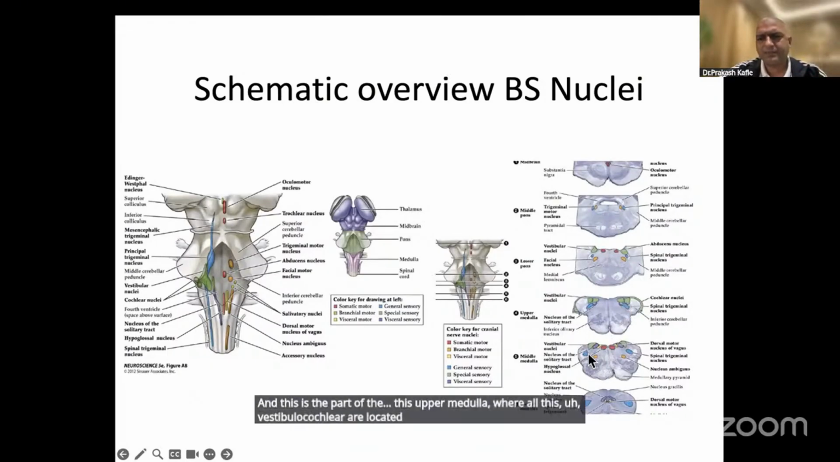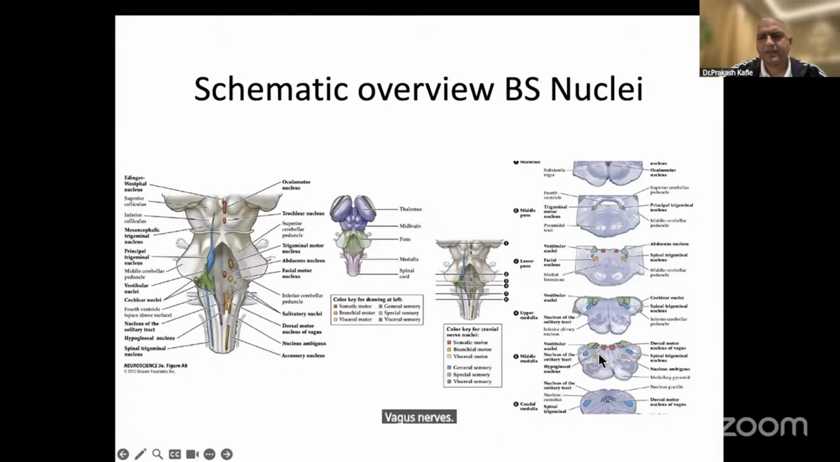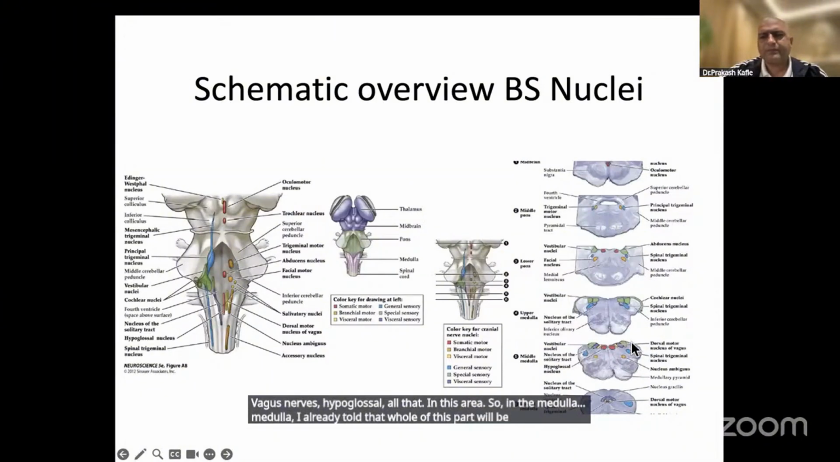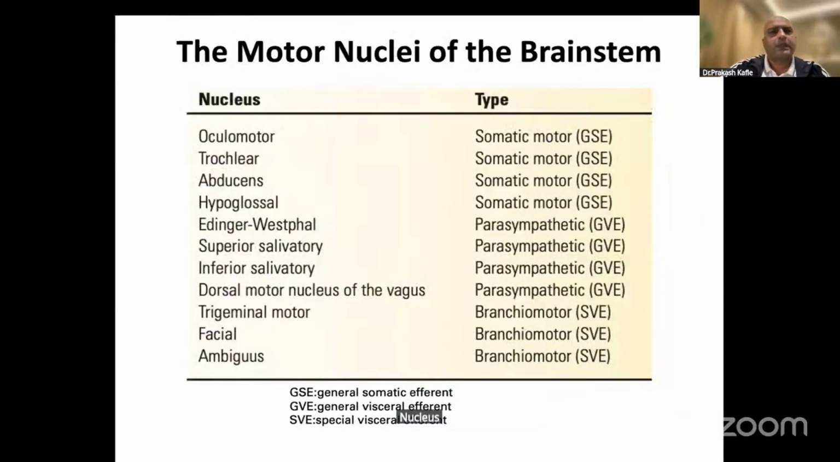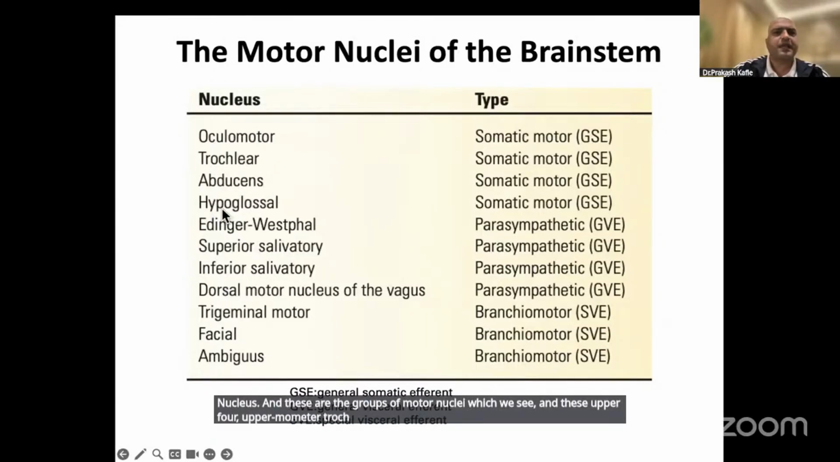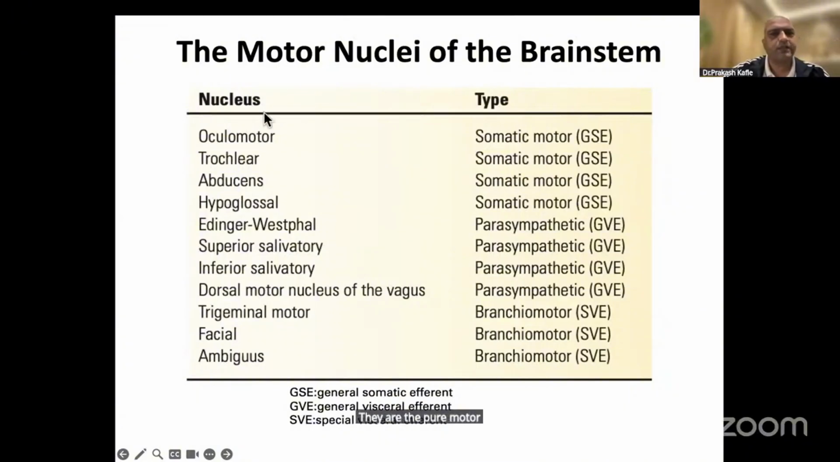And this is the part of the medulla again, where the dorsal motor nucleus of the vagus nerve and hypoglossal are all in this area. So in the medulla, I already told that this whole part will be the tegmentum. This tegmentum contains all the parts of the nuclei. And these are the groups of motor nuclei which we see. These upper 4, oculomotor, trochlear, abducens, and hypoglossal, 3, 4, 6, 12, are the pure motor nuclei which are in the first midline.